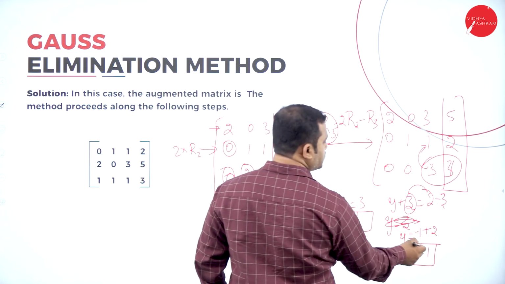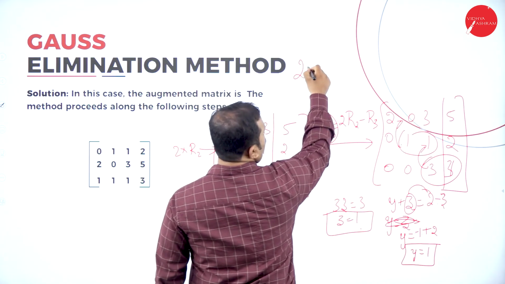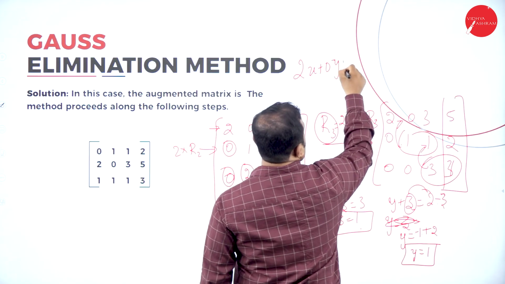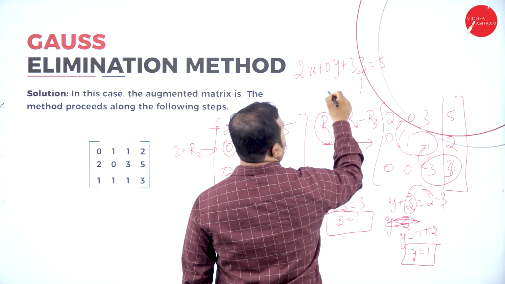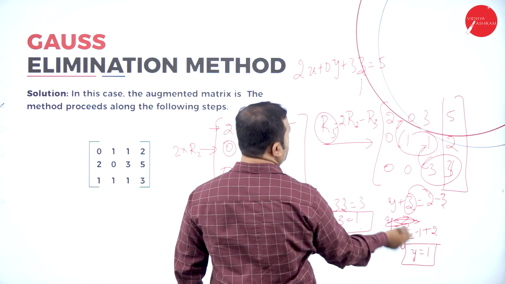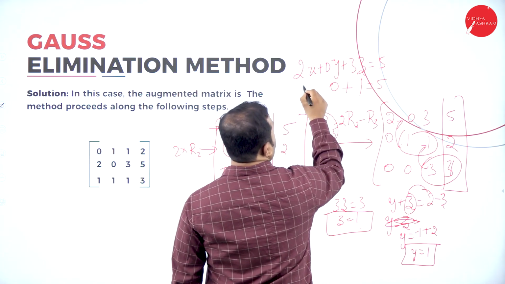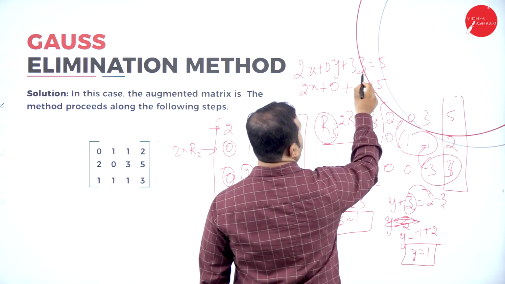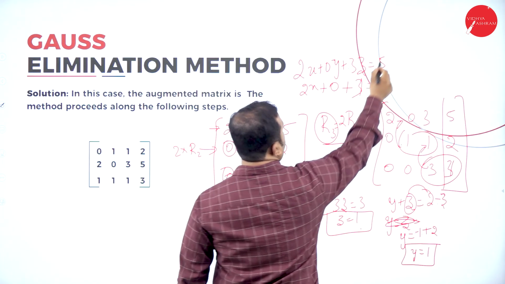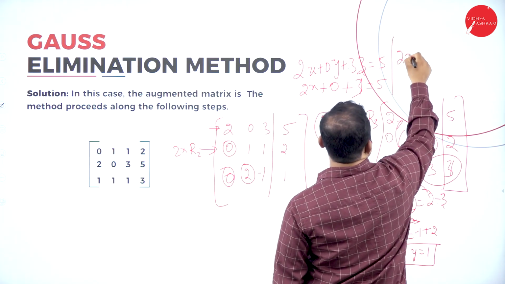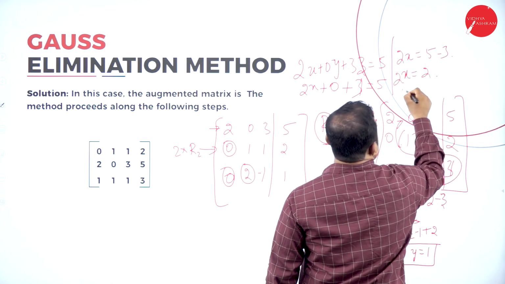Next, let me substitute x, y and z into this equation. That is, these two terms into this equation, 2x plus 0y plus 3z equals 5. What is the value of z here? 1. And y is 1. 1 into 0 turns out to be 0. So 2x plus 1 into 3, that becomes 3. Now we have 2x plus 3 equals 5. Let me do the operations. 2x equals 5 minus 3. That is, 2x equals 2, so x equals 1.